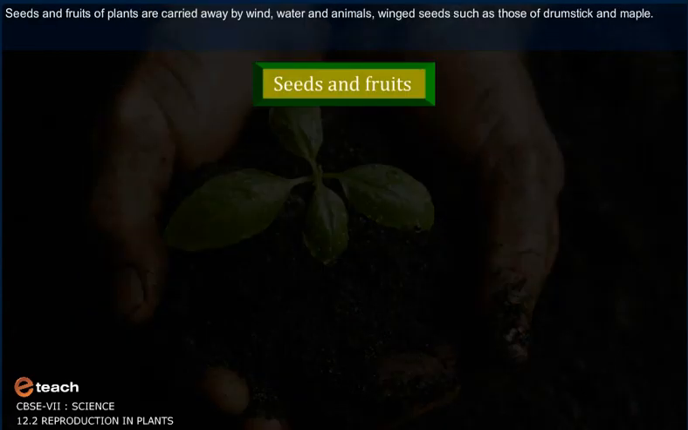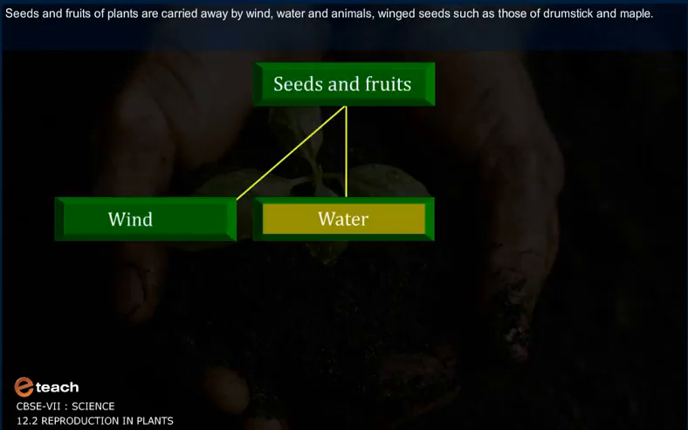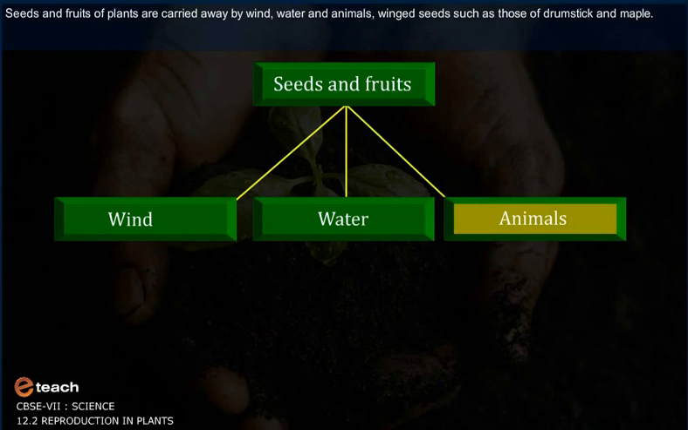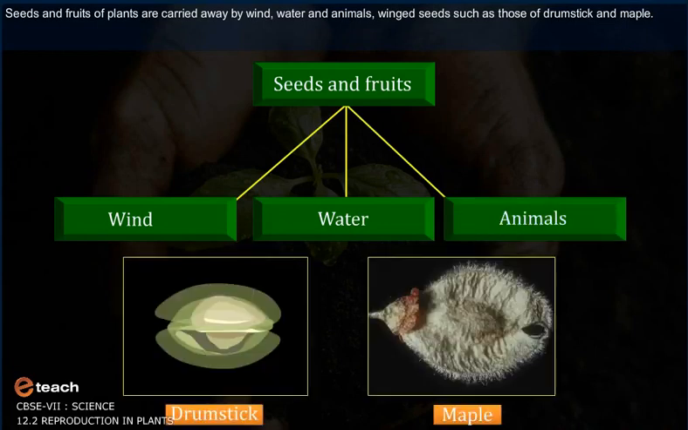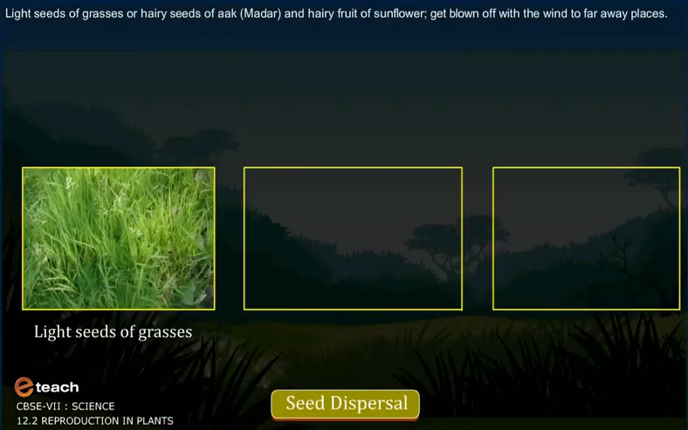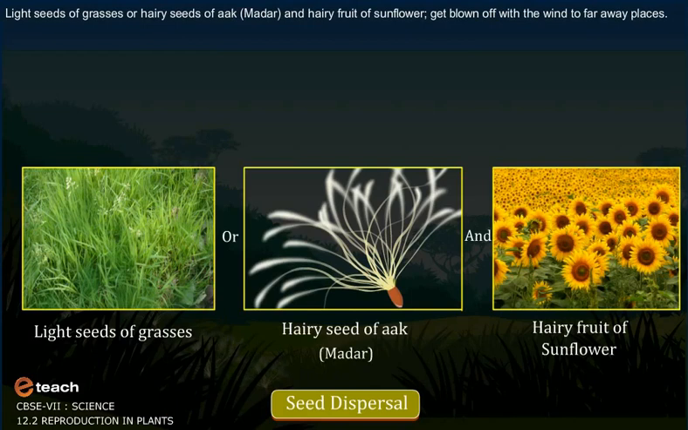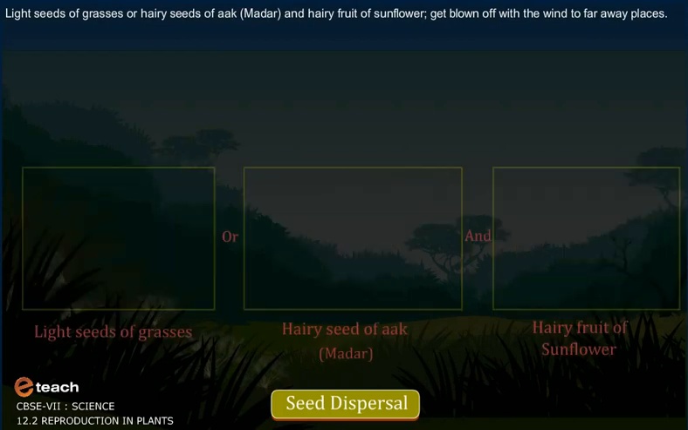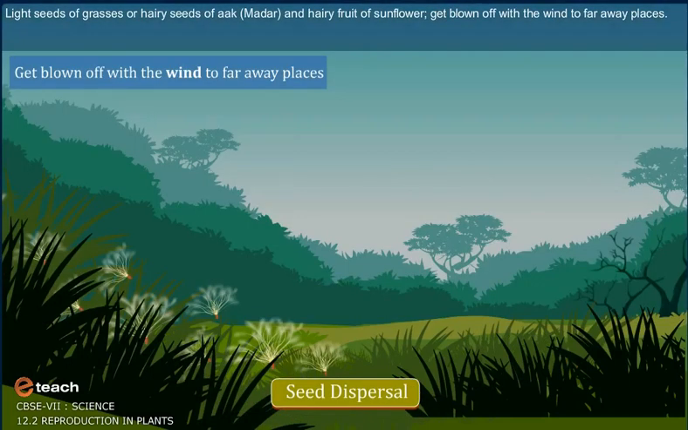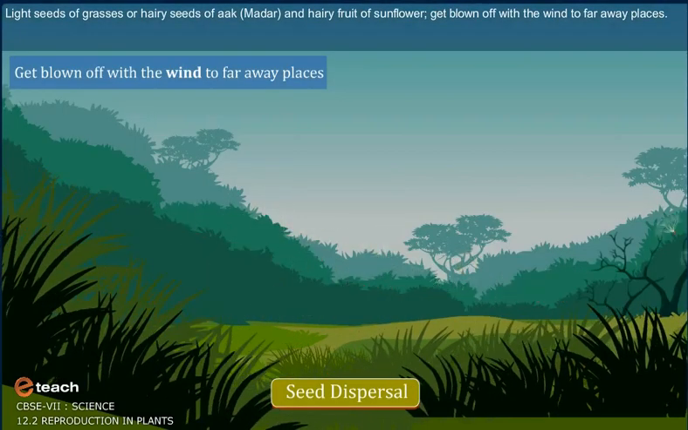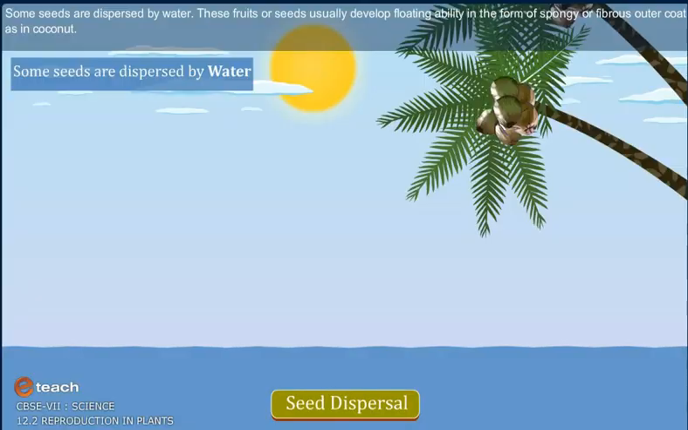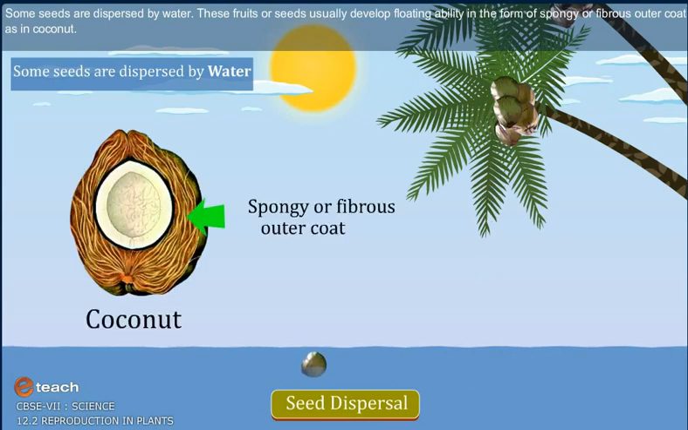Seeds and fruits of a plant are carried away by wind, water, and animals. Winged seeds such as those of drumstick and maple, light seeds of grasses or hairy seeds of oak, madar, and hairy fruit of sunflower get blown off with the wind to faraway places. Some seeds are dispersed by water. These fruit or seeds usually develop floating ability in the form of spongy or fibrous outer coat, as in coconut.